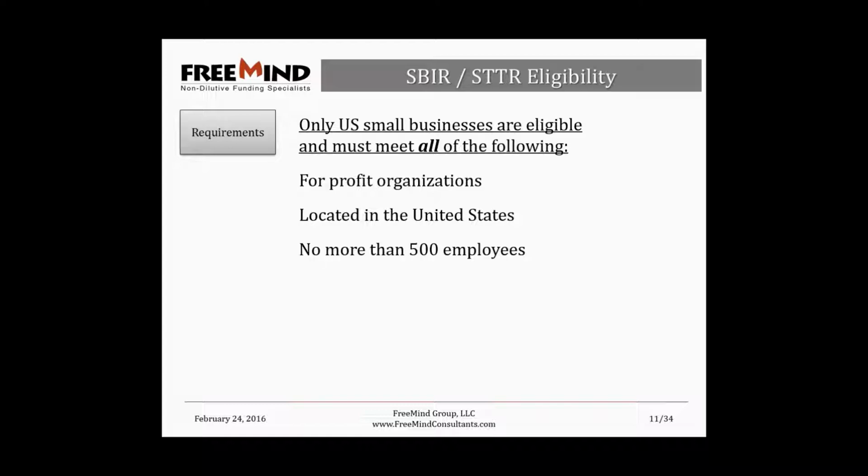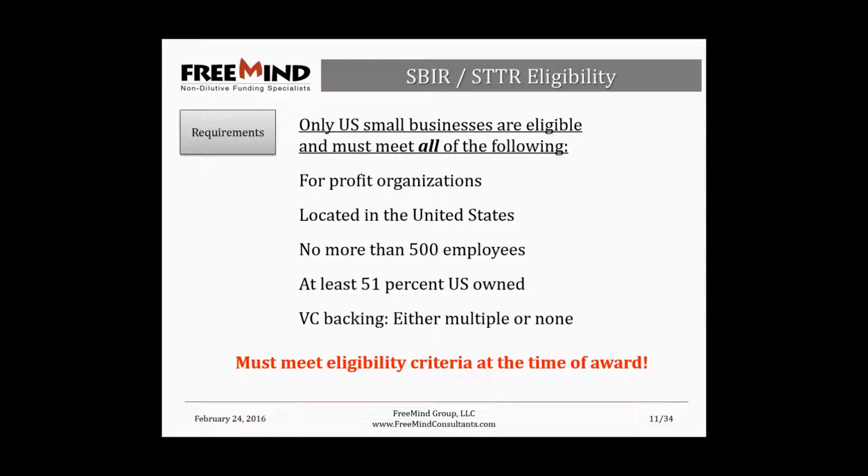You cannot have more than 500 employees. And you have to be at least 51% U.S. owned. And by U.S. owned, I mean you have to be controlled by one or more individuals who are citizens of the U.S. or permanent resident aliens within the U.S. And an alternative to that, by the way, is that you have to be controlled by another business that is, again, 51% U.S. owned. You can be VC backed, but if you are, you have to be backed by more than one VC. And very importantly, you must meet the eligibility criteria at the time of award.